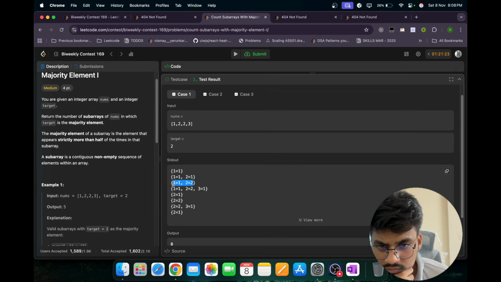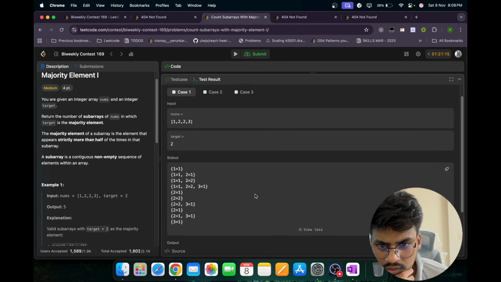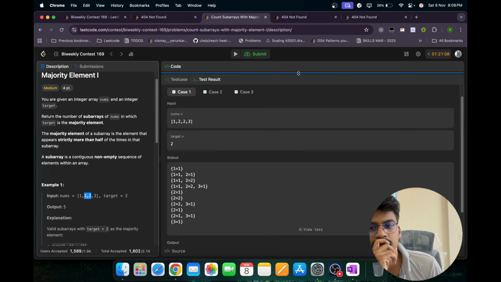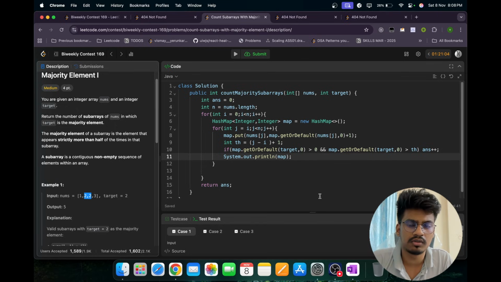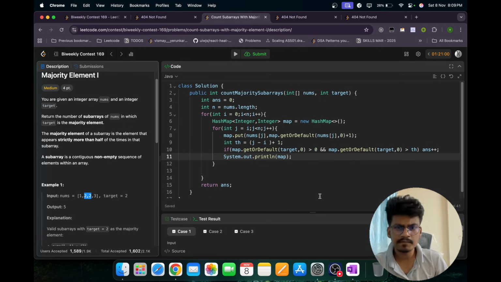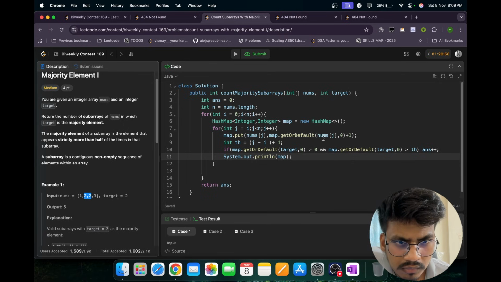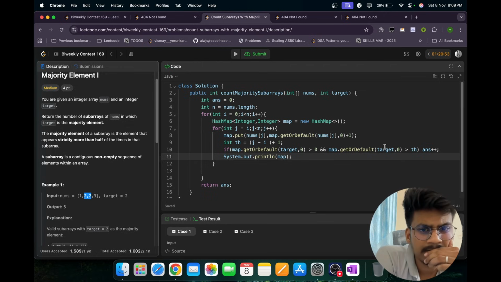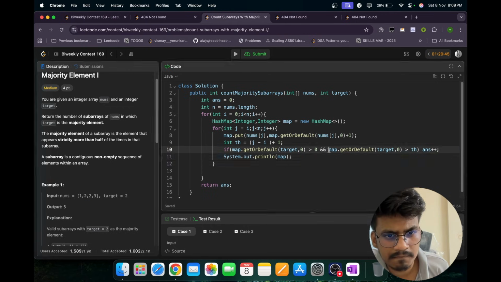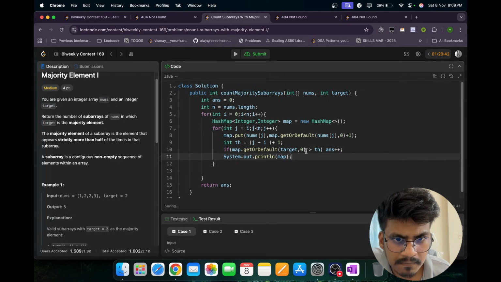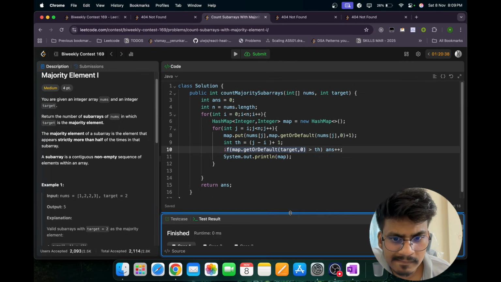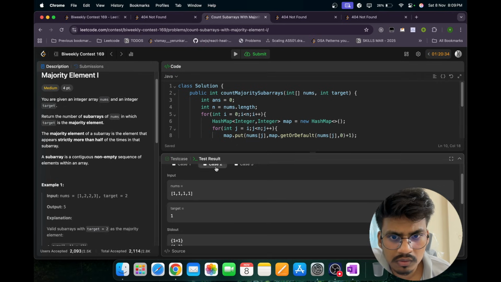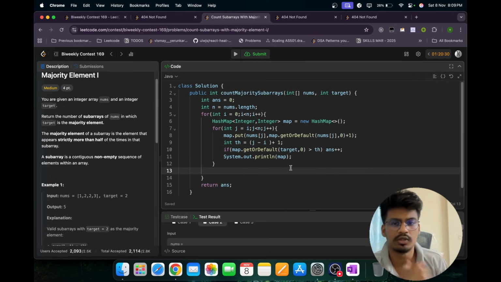So it is 1, 2, 3. Okay, and the single elements too. Okay, what is the threshold?